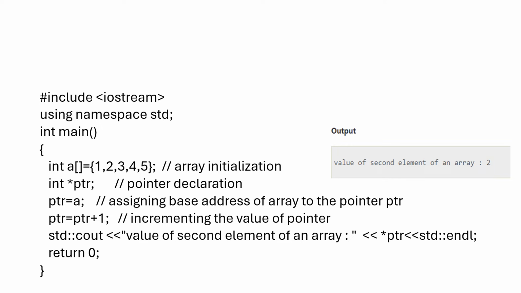After that we are incrementing the value of the pointer. Then by using cout we are going to print the value of the second element of the array, because we are incrementing the pointer here. So that is going to be printed. In the array elements 1, 2, 3, 4, 5, the 2 is going to be printed.